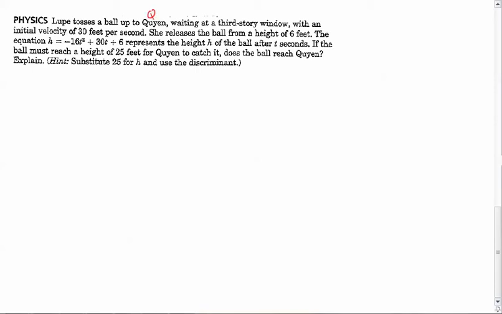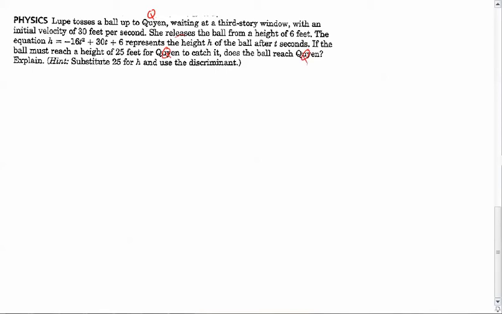So Lupe tosses a ball up to Q, waiting at a third-story window with an initial velocity of 30 feet per second. She releases the ball from a height of 6 feet. The equation h equals negative 16t squared plus 30t plus 6 represents the height of the ball after t seconds. If the ball must reach a height of 25 feet for Q to catch it, does the ball reach Q?